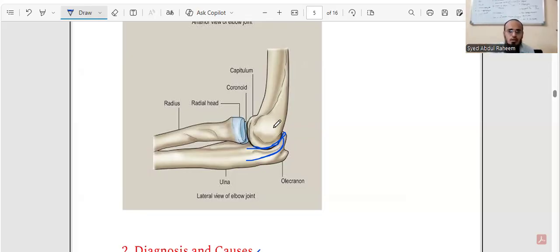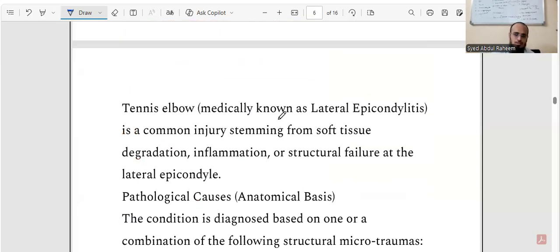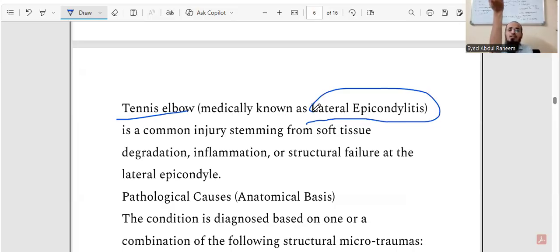Now, the diagnosis and causes. So what is the cause, and how do you get the term? Is it only called tennis elbow? Mostly in the medical term, you will call it lateral epicondylitis, because here the damage occurs to the muscle, ligaments, anything will happen here.